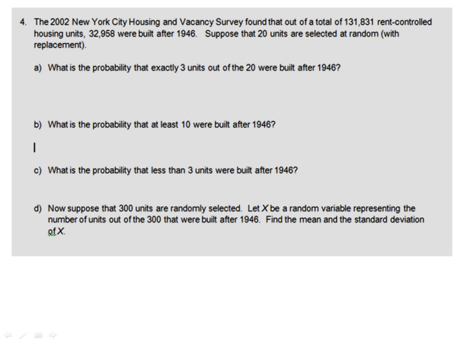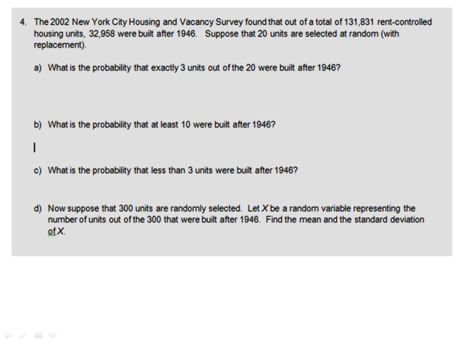Now here we had a survey in New York that found out of a total of 131,831 rent-controlled housing units, 32,958 were built after 1946. Suppose that 20 units are selected at random with replacement. The first question is, what's the probability that exactly 3 units out of the 20 were built after 1946?